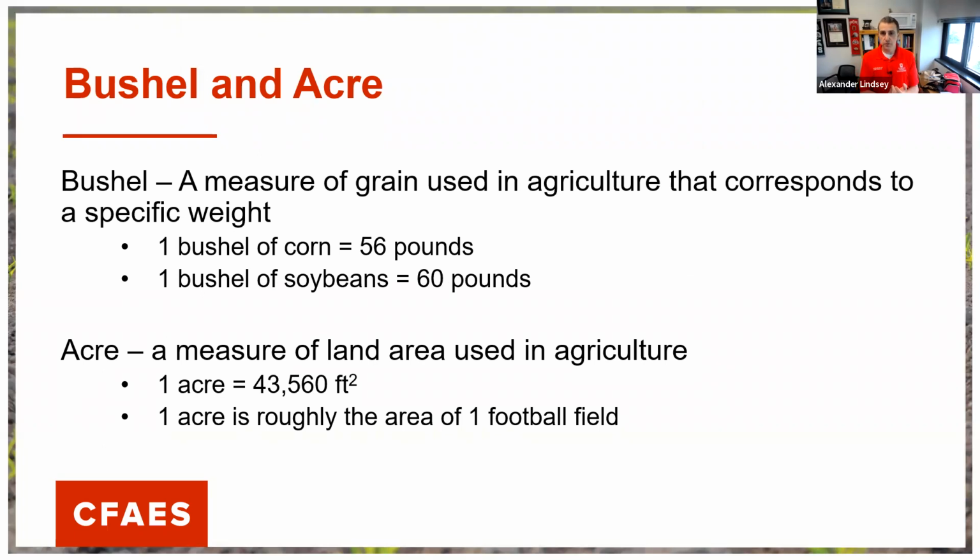So a bushel is a measure of grain used in agriculture that corresponds to a specific weight. For corn, 1 bushel equates to 56 pounds of grain. In soybeans, it's a little different. 1 bushel of soybeans corresponds to 60 pounds of grain. And when we talk about it per unit area, an acre is what we tend to use in agriculture, and that corresponds to 43,560 square feet, which is roughly the area of 1 football field. So when we think about plants per acre, it means how many plants do we need per football field to optimize our yield in that system.